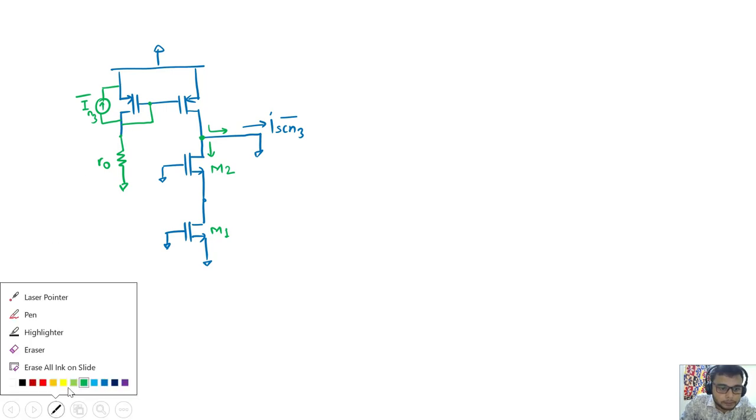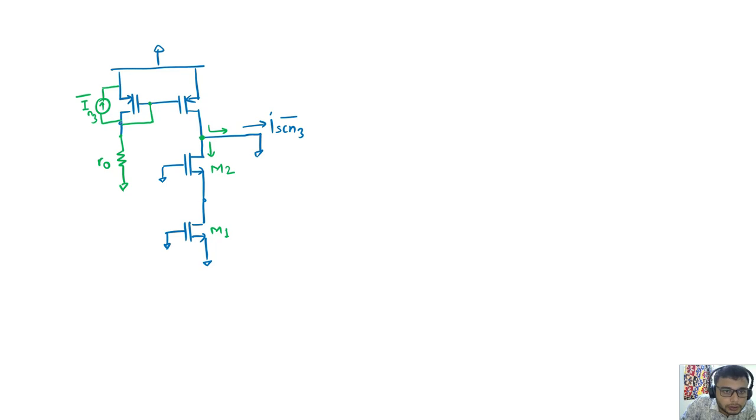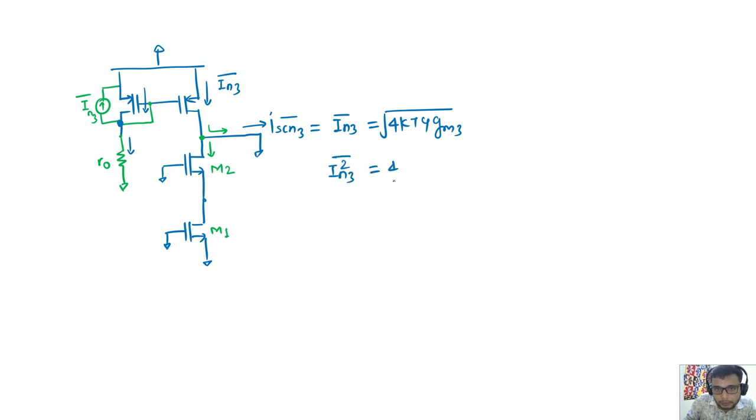When we are looking up from this transistor, the impedance is nothing but 1 upon gm of the transistor, and this side impedance is large. So I can say this entire current is coming through this M3 only, and it is copied here, which can be written as IN3 is completely coming here, and there is a short circuit path. So we can say that this complete IN3 is coming here, which can be written as the square root of 4kT gamma gm3, and the mean square value for this noise current is 4kT gamma gm3.